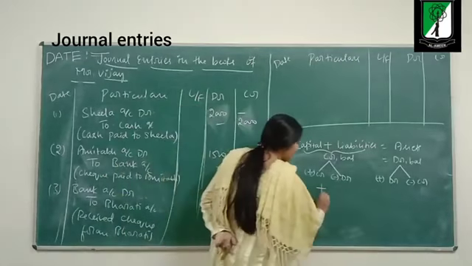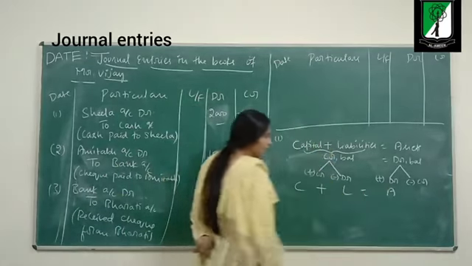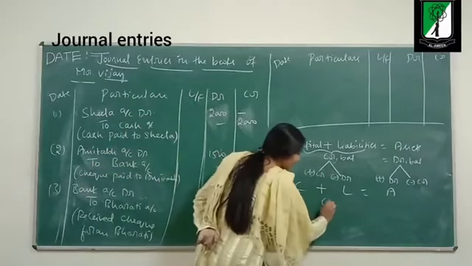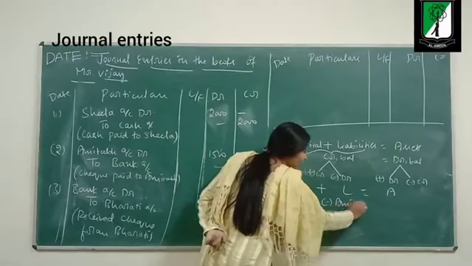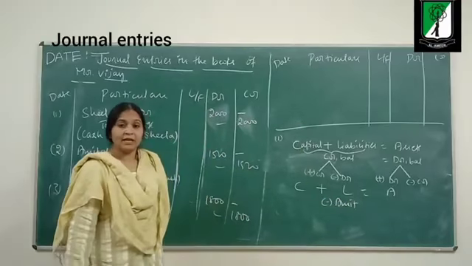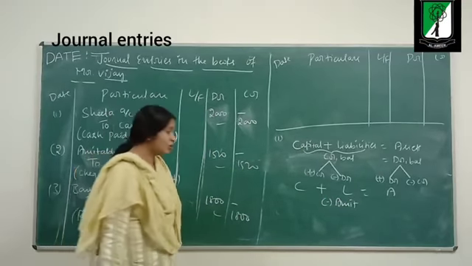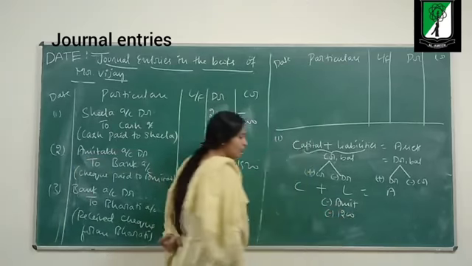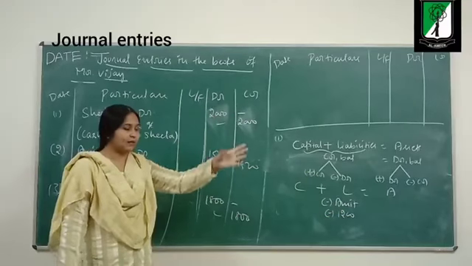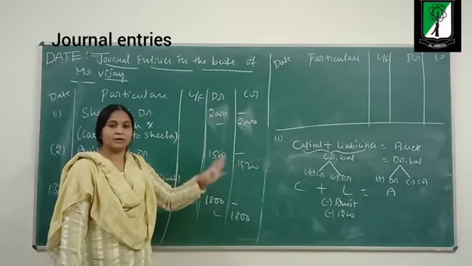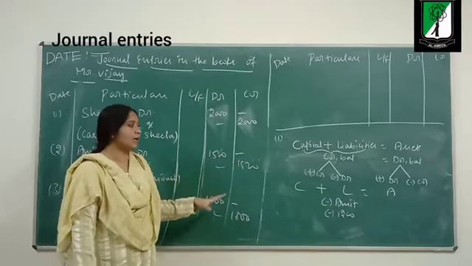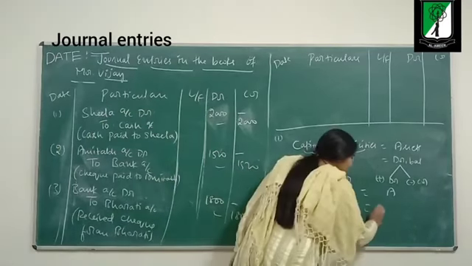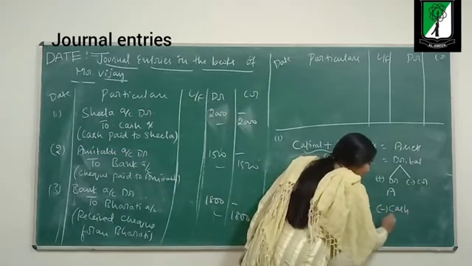See, capital plus liabilities is equal to assets. Okay, capital plus liability. My liability is declining. Why? Because I am making payment to Amit, in full settlement of rupees 1200. Okay, I am settling his account fully. That is 1200. But the actual cash paid by the business was how much? Rupees 1150.